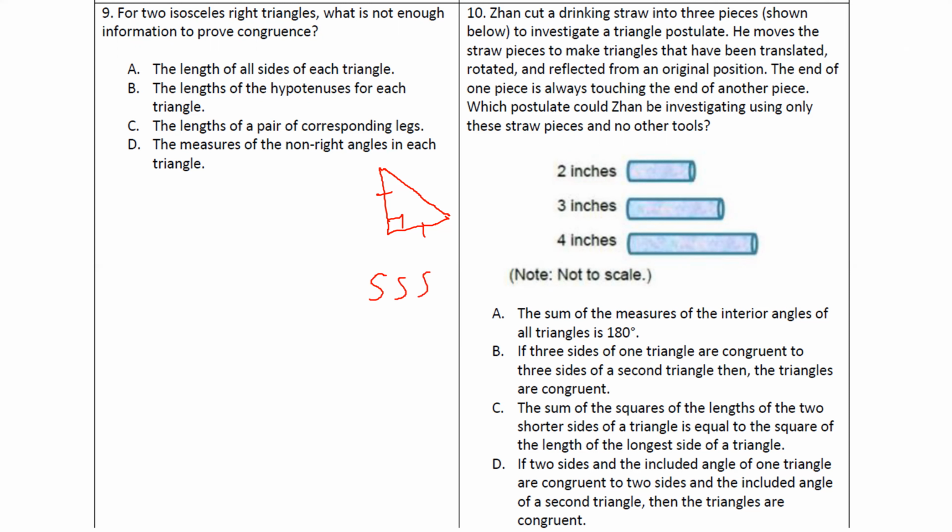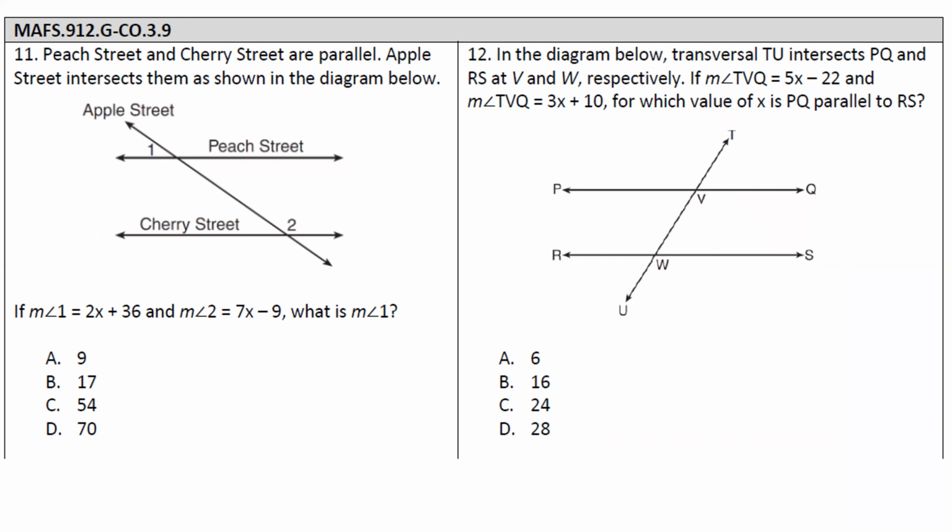All right. On 11 and 12, we're doing parallel lines. So the first one, anytime we deal with parallel lines cut by a transversal, all the angles are one of 2 things. They either have to be the same, or congruent, or if they're not congruent, then they are what? If they're not congruent, then they are supplementary. They have to add up to 180.